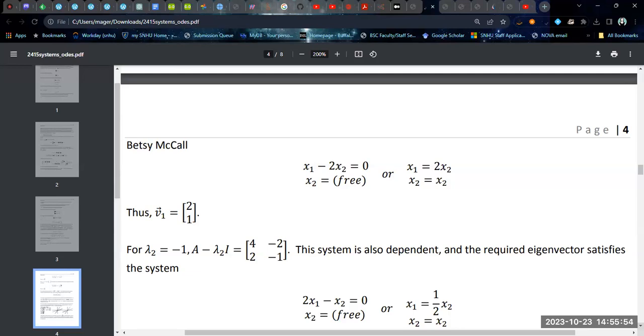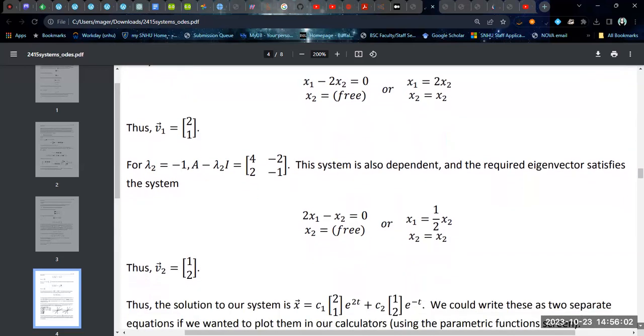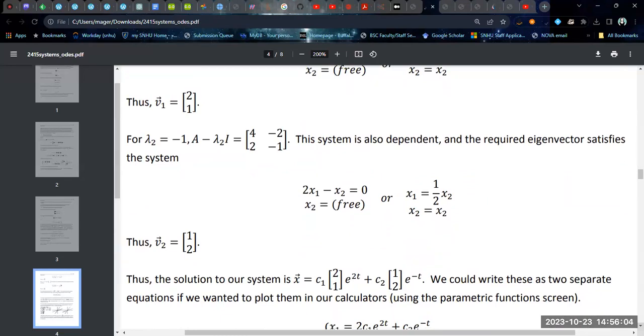Again, if you're unfamiliar with solving for eigenvectors, then you should probably watch more videos on solving those. This is assuming that you basically understand the process.